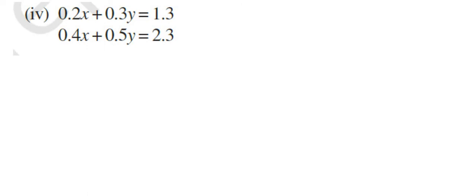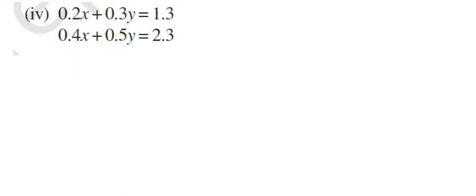0.2x plus 0.3y is equal to 1.3, and 0.4x plus 0.5y is equal to 2.3. All these are decimal numbers, right? We can simplify as it is, or we can simplify by converting these into whole numbers. If we do that, it is easy for us to simplify, because we are very familiar with simplifying whole numbers instead of decimal numbers.